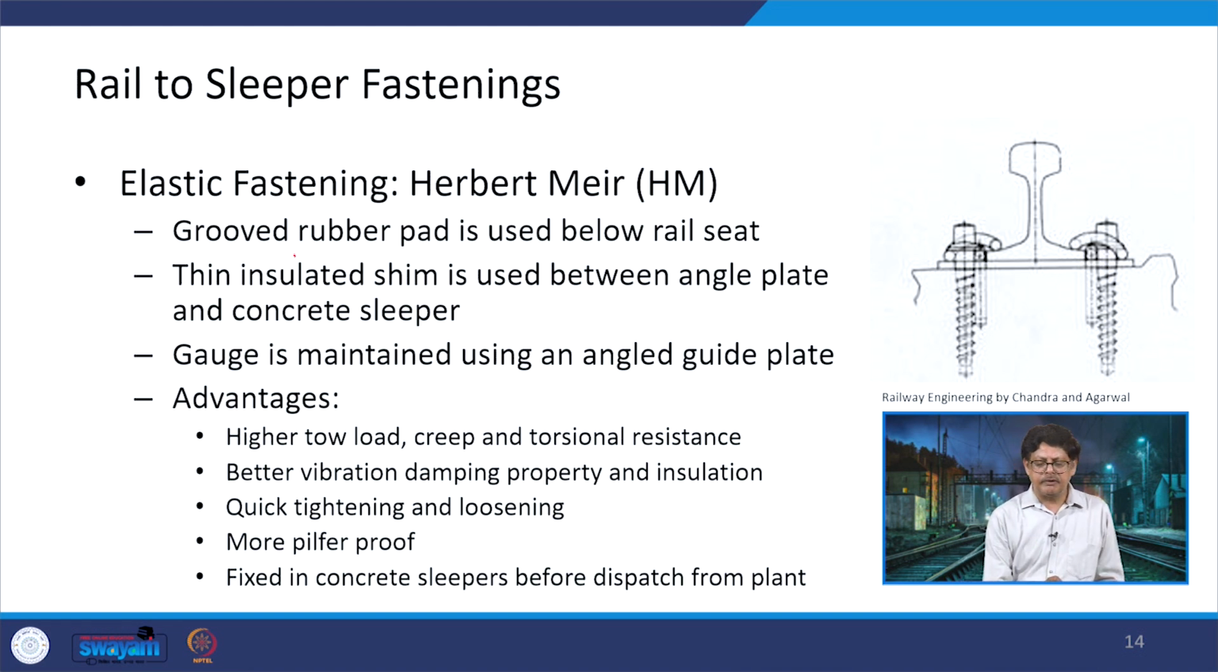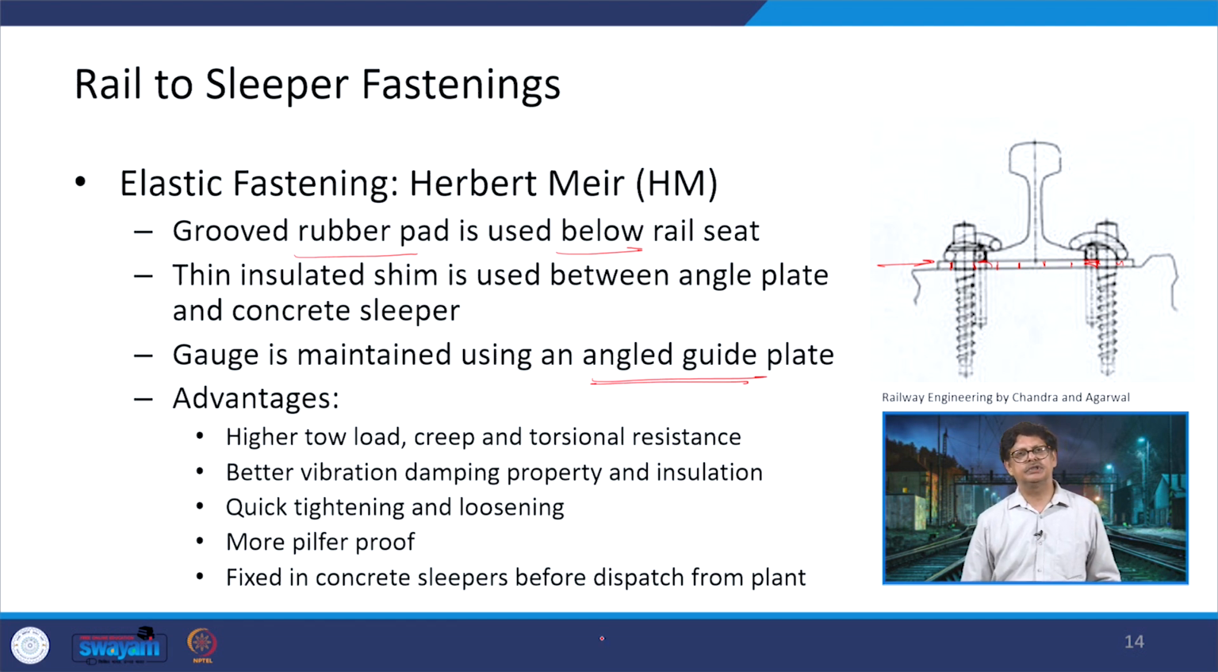Then grooved rubber pads are used below the sleeper. So, you can see here there is a grooved rubber pad. So, this is going to have grooves at intervals, and we did talk about it, that was 11 mm center to center. Then a thin insulated shim is used between the angle plate and the concrete sleeper. So, this is one additional thing being used. Gauge is maintained using an angle guide plate.